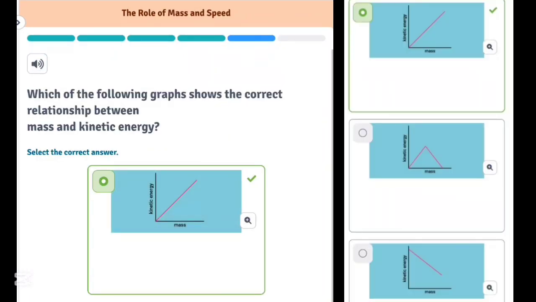Which of the following graphs shows the correct relationship between mass and kinetic energy?